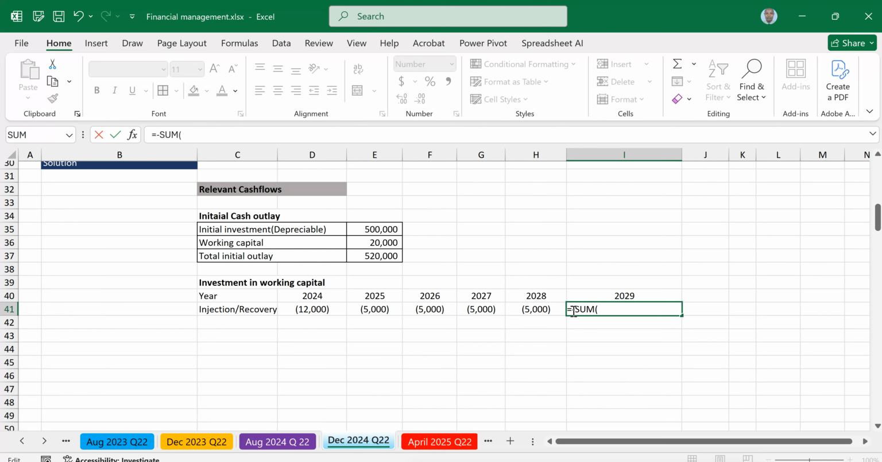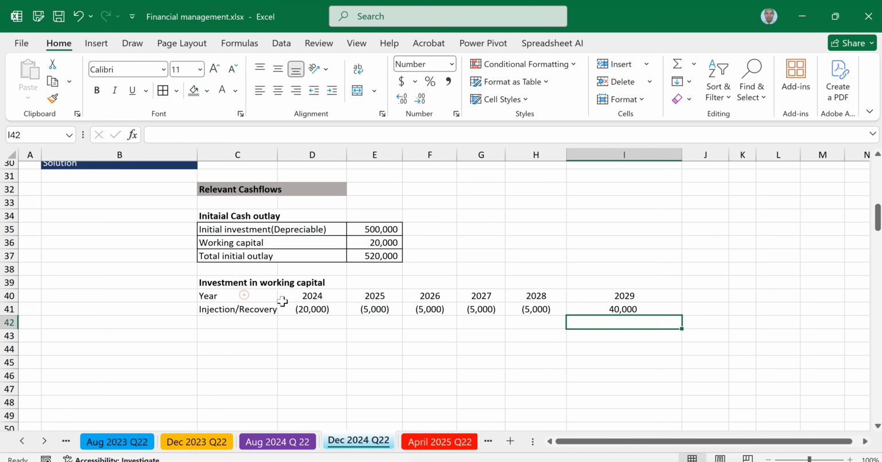Mwalimu, I have a question. So that is 20, then 5, 5, 5, 5, then equal sign negative sum. When it's being recovered, you just sum all this up to 2028, close bracket and enter. 40,000 will be recovered.